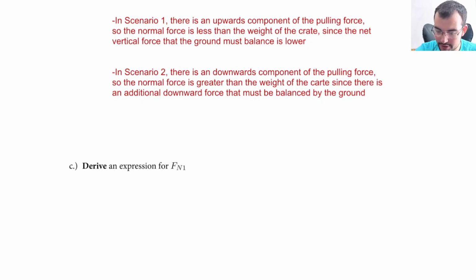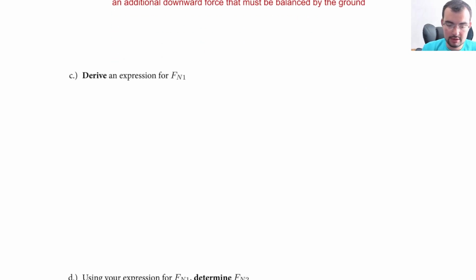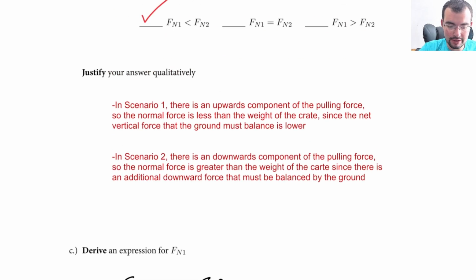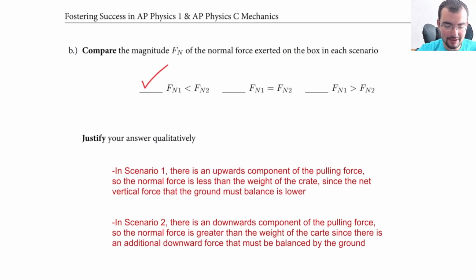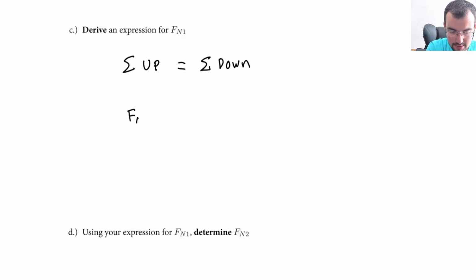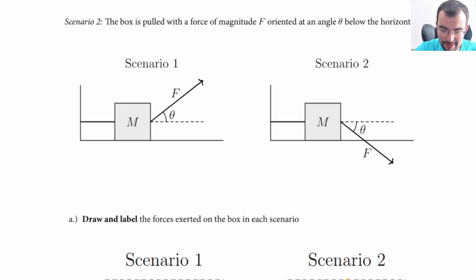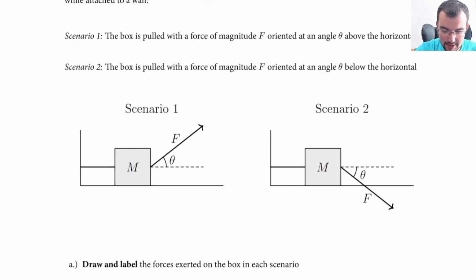All right, let's figure out what Fn1 is. So, balancing time. We're just going to set the upward forces equal to the downward forces because that is what Newton's first law is all about. We have a component diagram. Component diagram for scenario 1 says there's two forces up, Fn and Fty. And together they must balance mg. We don't know Fn, but we can figure out Ft1y because it says this force is just F.